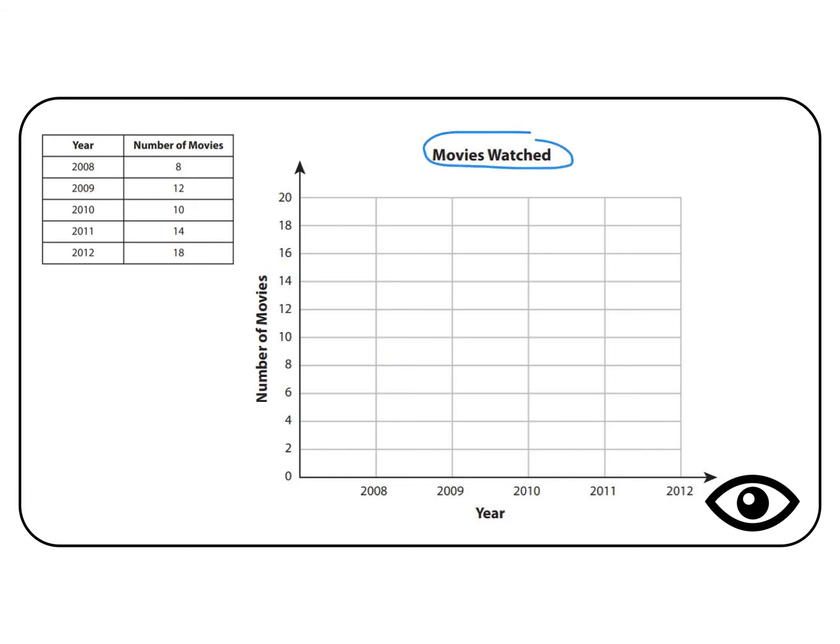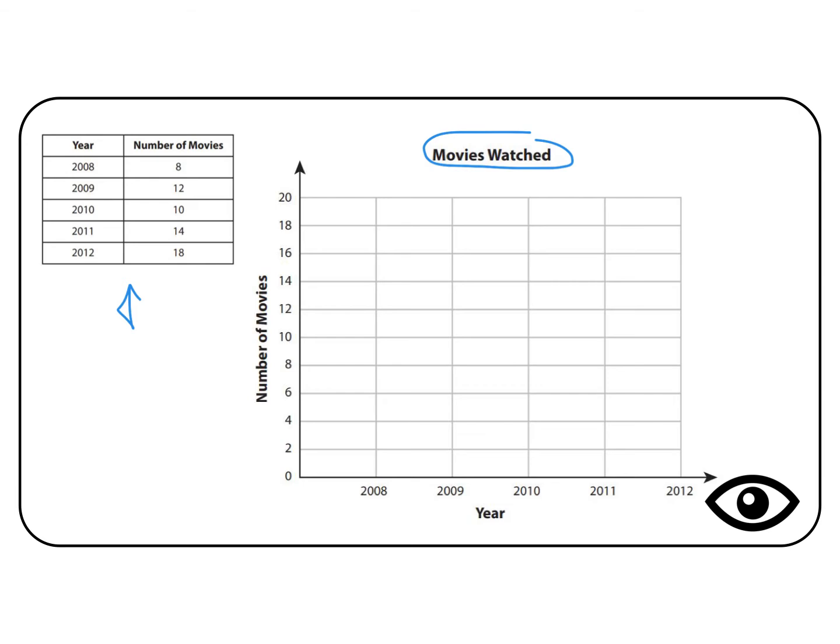You can see on the side that we have some titles. At the top, this is about movies being watched. At the bottom, these are the years that they were watched in. And on the left-hand side, we're tracking the number of movies watched. So we're saying the number of movies watched in a year. So we're describing what's happening in this chart with a graph.